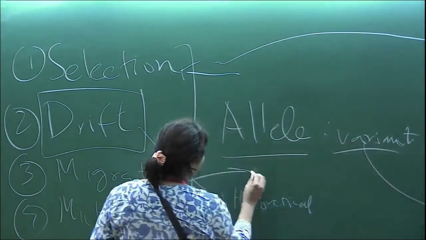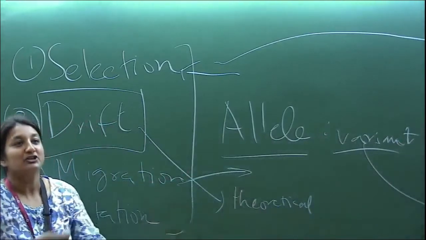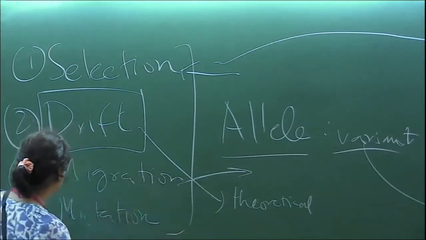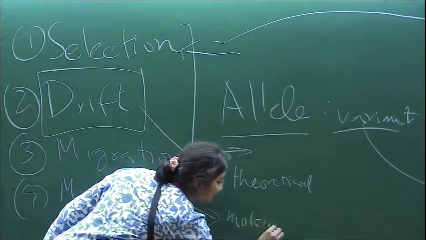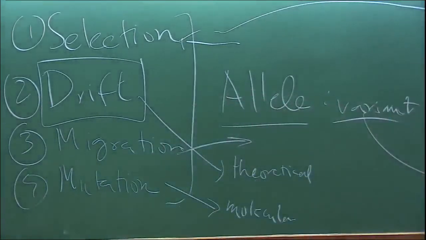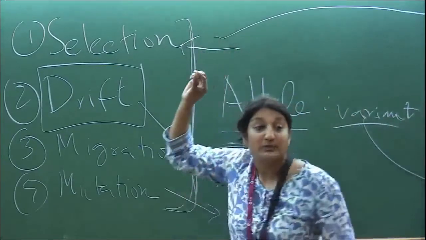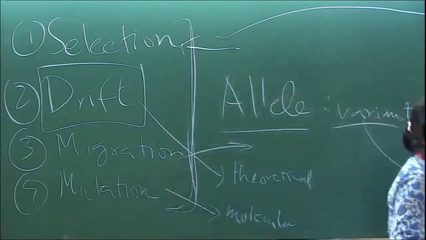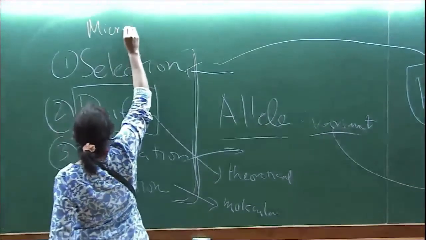Migration also seems to be a very tangible thing, right? Migration is mixing or moving or something like that. Mutation is again very molecular. It basically creates new alleles. But all of this together changes allele frequencies. These are called microevolutionary forces, they drive evolution.